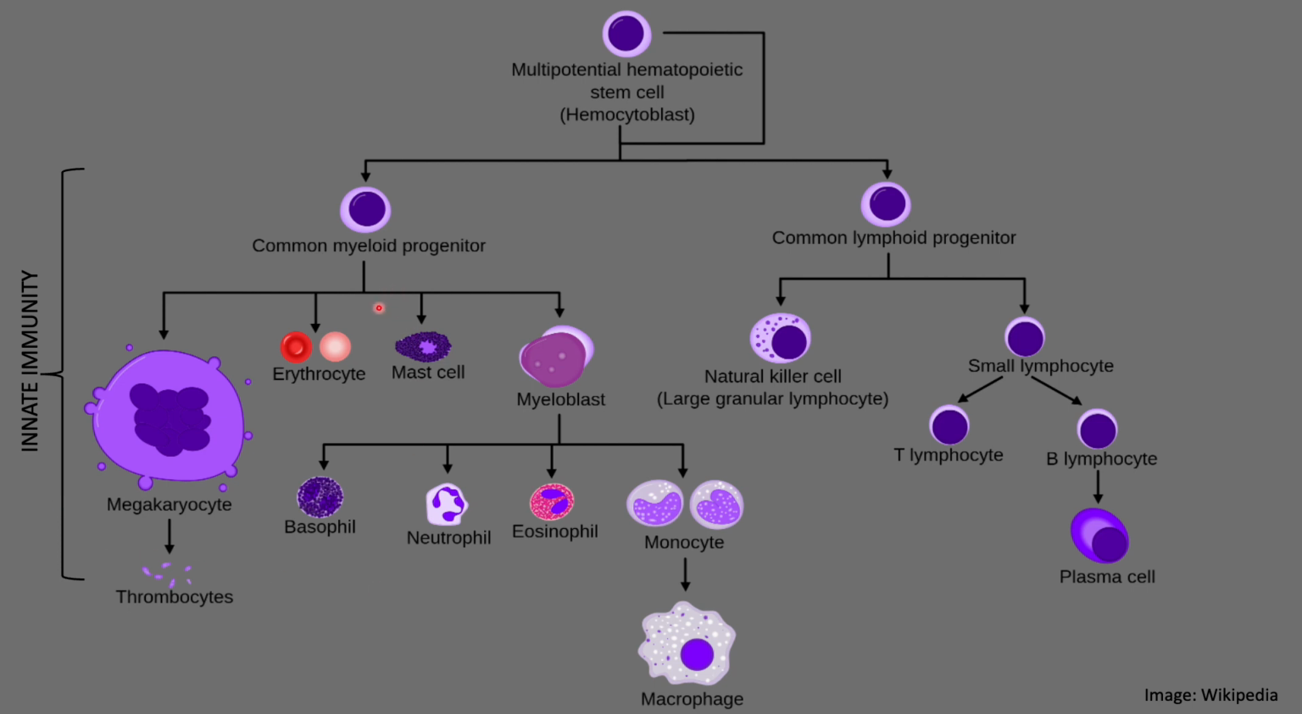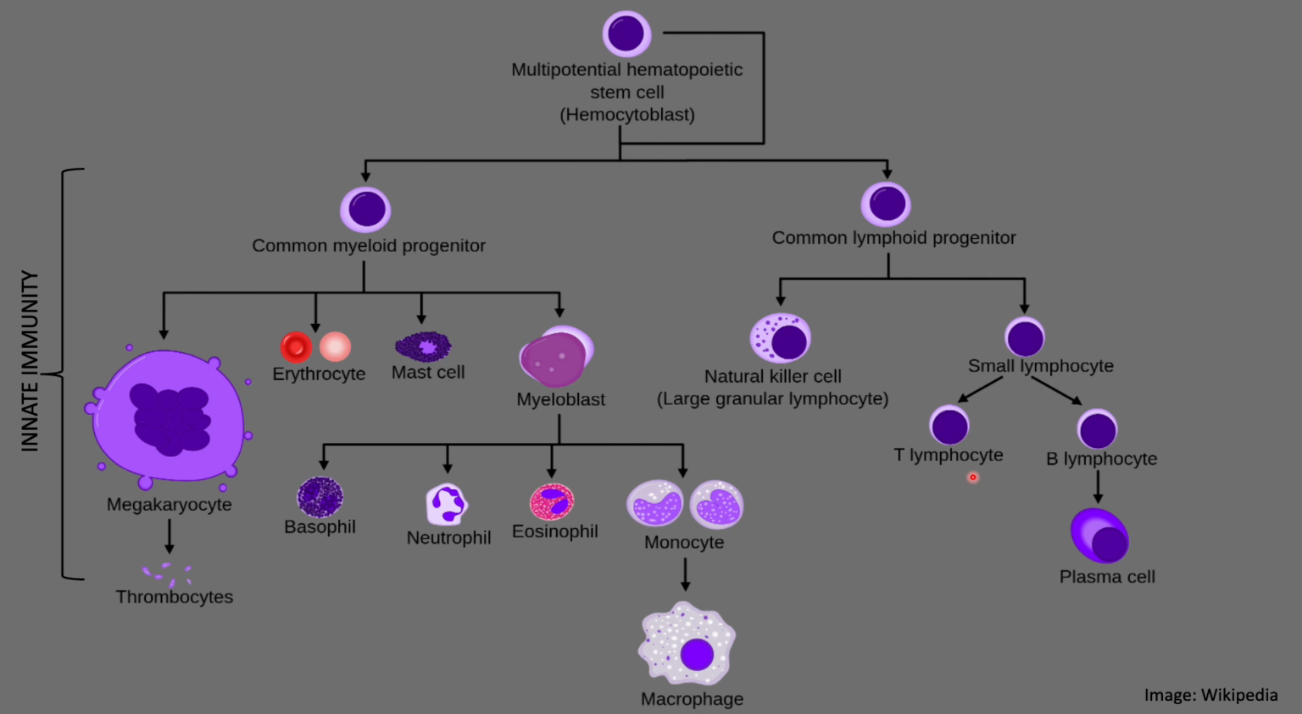We have our common myeloid progenitor that further differentiates down into the myeloblast, and we can form different types of cells here: neutrophils, basophils, eosinophils, and monocytes, which further differentiate into macrophages. All of these are part of the myeloid cell type. Now, if we look at the common lymphoid progenitor, we see that we can create natural killer cells, NK cells, as well as two different lymphocytes: T lymphocyte and B lymphocyte. So the lymphoid progenitor creates lymphocytes.